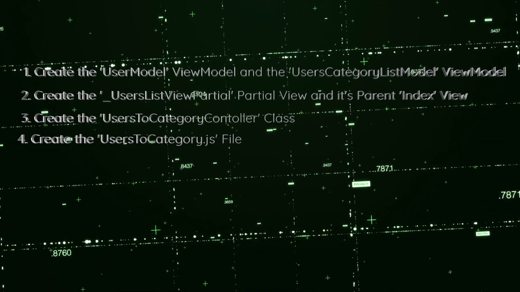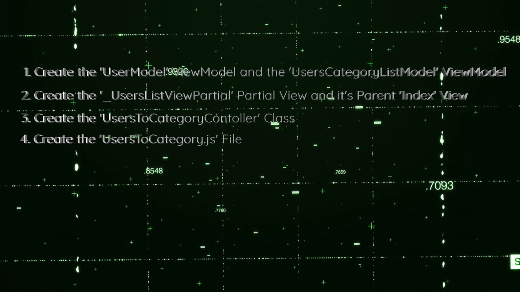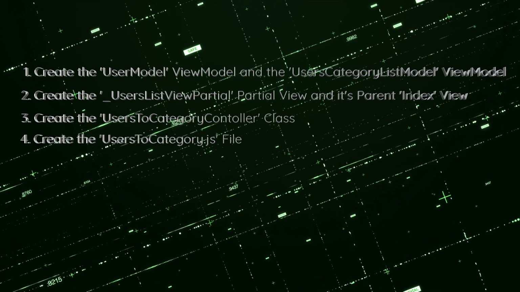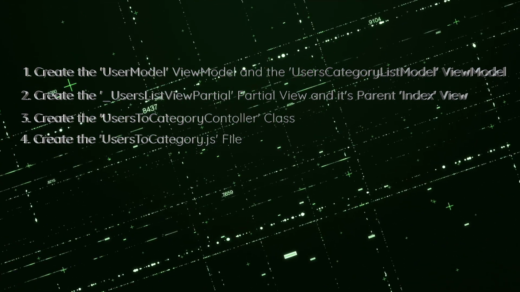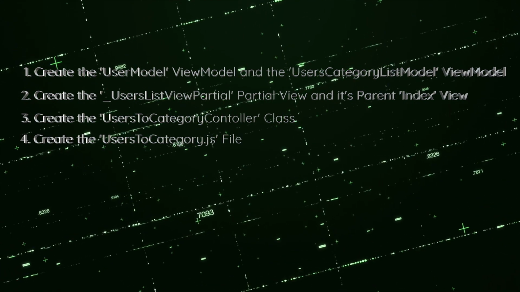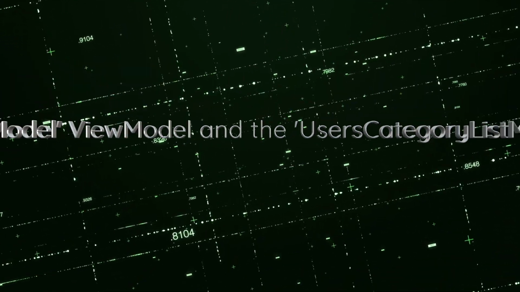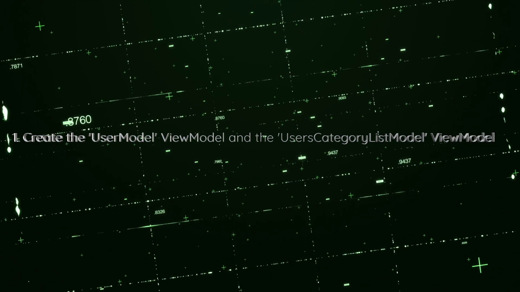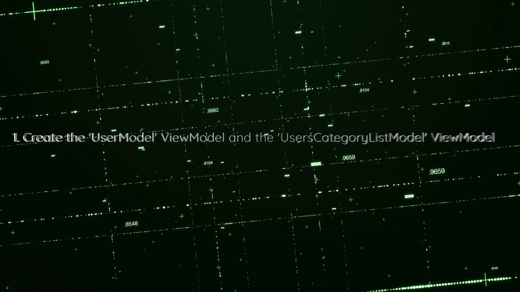Section 4. Create the UsersToCategory.js file. This file will contain the jQuery and AJAX code so that client-side code can interact with the server-side code asynchronously. Section 1. Create the UserModel view model and the UsersCategoryListModel view model.